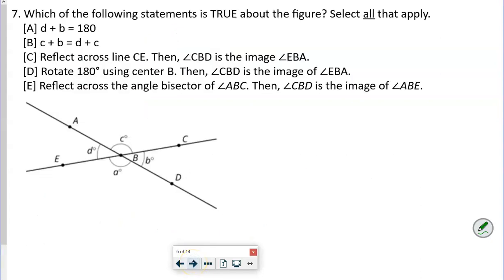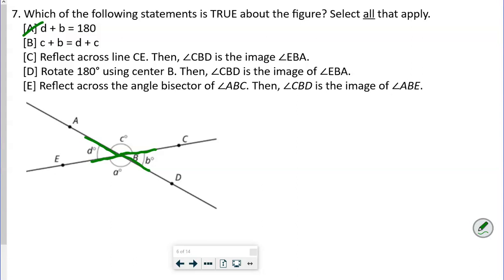So this is which of the following statements is true about the figure? Select all that apply. So let's look at this. If I were to add D to B, would that be equal to 180? There's no reason I could say that, so let's say that's not true.